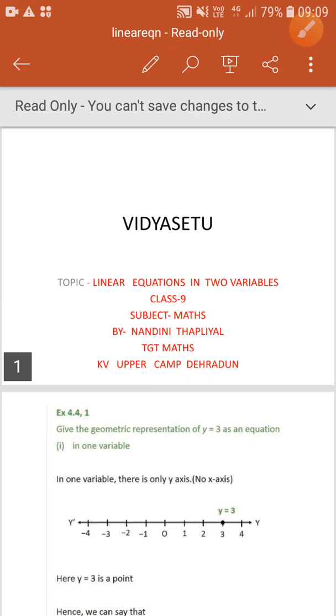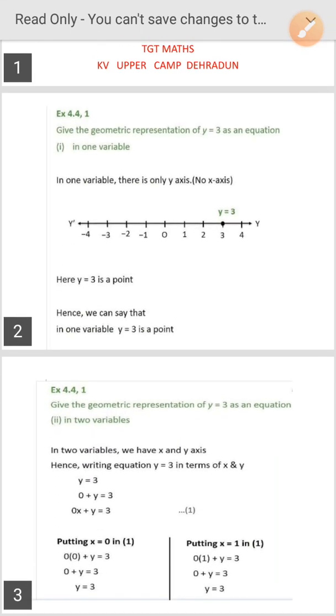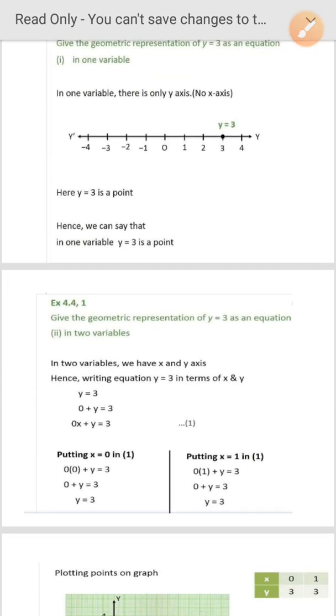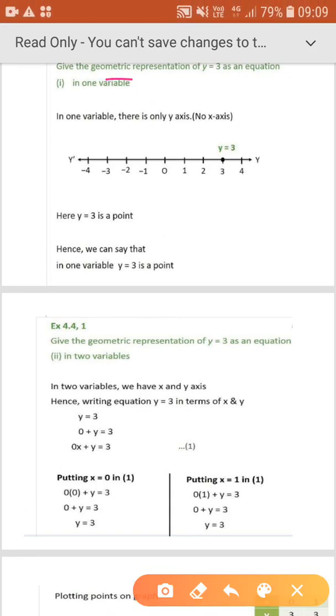So another linked topic is when we need to find out the geometrical representation of equations as an equation in one variable and in two variables. So if we have a question over here that give a geometrical representation of y equals to 3 as an equation in one variable. So in one variable we will proceed with only one axis, that is, here it is y-axis and no x-axis. So this will be its representation in one variable.